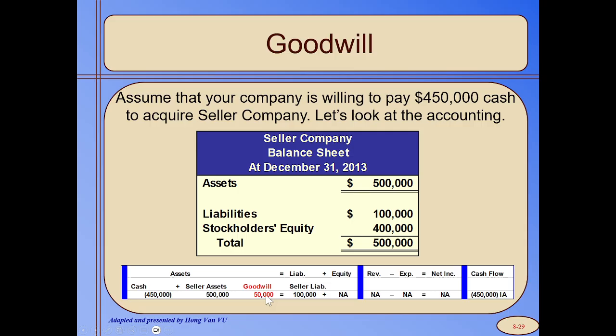We paid $450,000 to acquire the seller company's net assets of $400,000. The purchase price over the net assets acquired is called goodwill. Goodwill is recorded on our books as an asset. In the investing activity section of the statement of cash flows, we show a cash outflow of $450,000, the acquisition price of the company, and the goodwill.